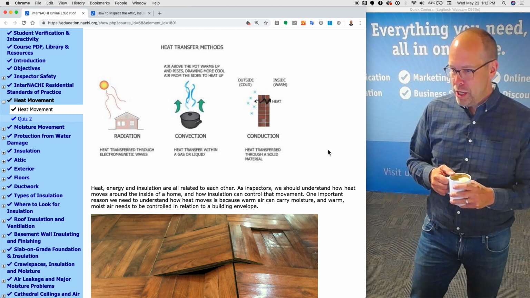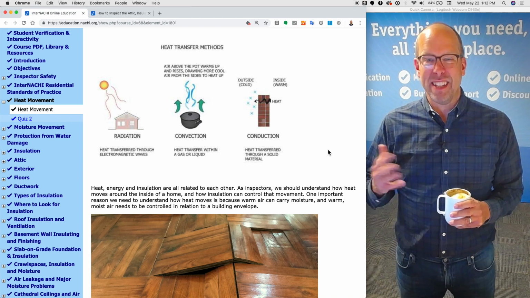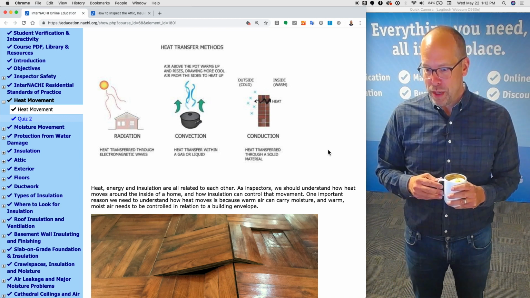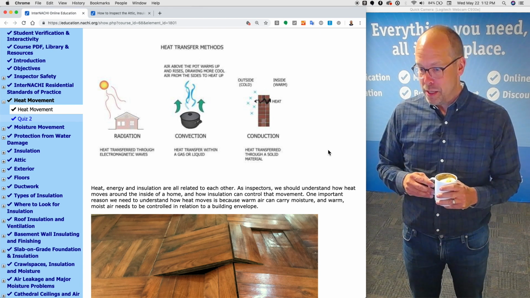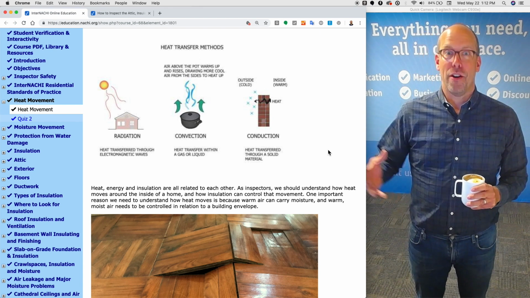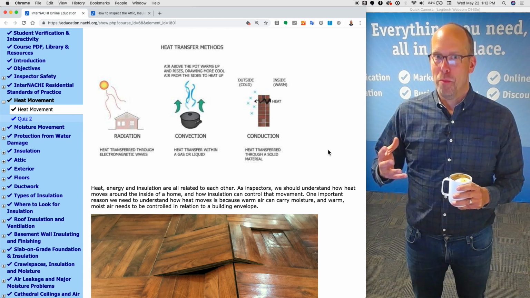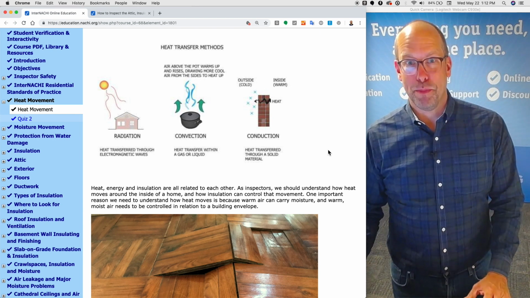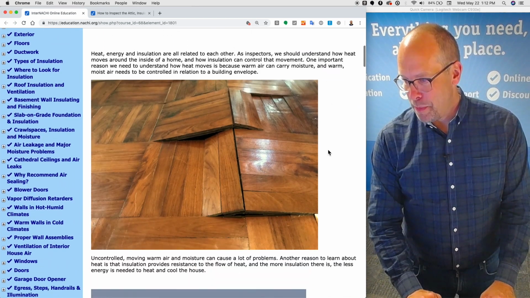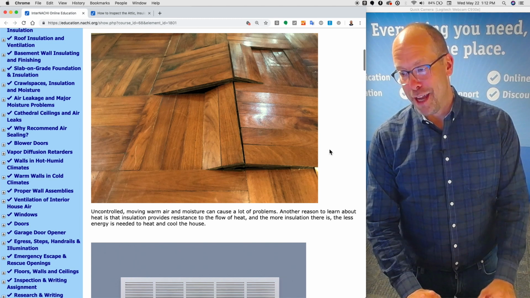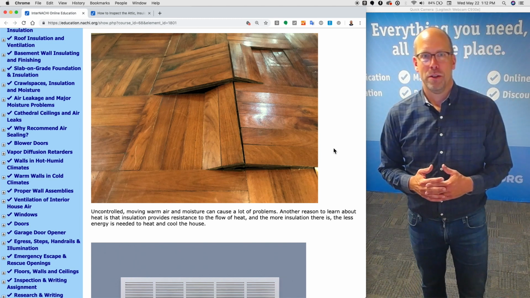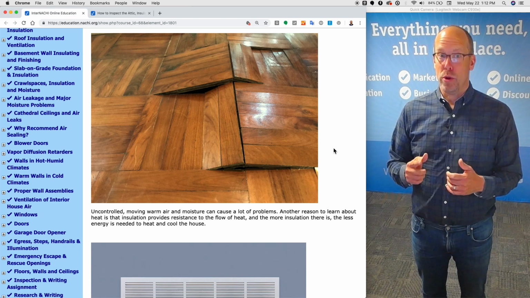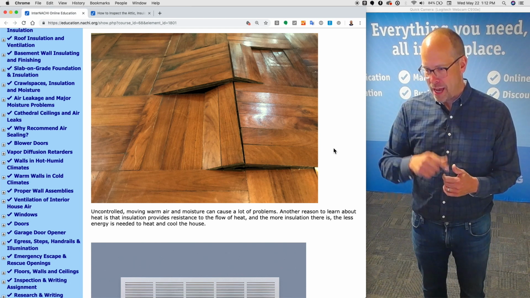Now, as inspectors, we should understand how heat moves around inside a home and how insulation can control that movement. One important reason we need to understand how heat moves is because warm air can carry moisture, and warm, moist air needs to be controlled in relation to the building envelope. I've seen this before in a home inspection. This is a picture of a defect in the wood floor caused by moisture. Uncontrolled, moving warm air and moisture can cause a lot of problems like that.